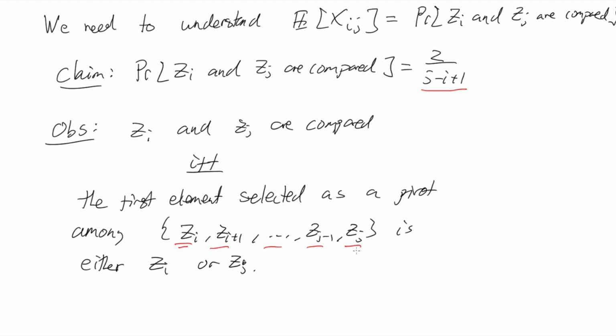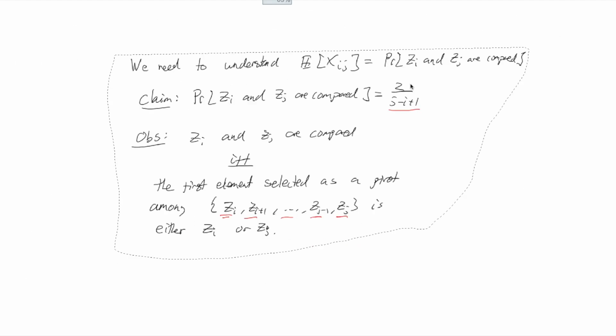However, why should you believe in this observation? So let me explain why this observation is true. In order to convince ourselves, first notice that in the beginning all the elements from the set Zi to Zj are in the same bucket. So in the beginning we have some elements smaller than Zi, then Zi to Zj all in the same bucket, and we have some elements bigger than Zj.